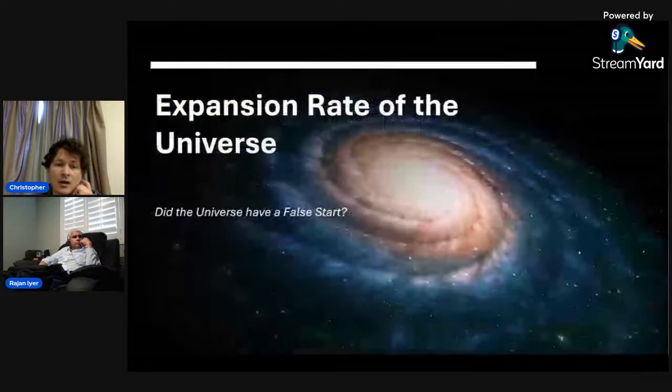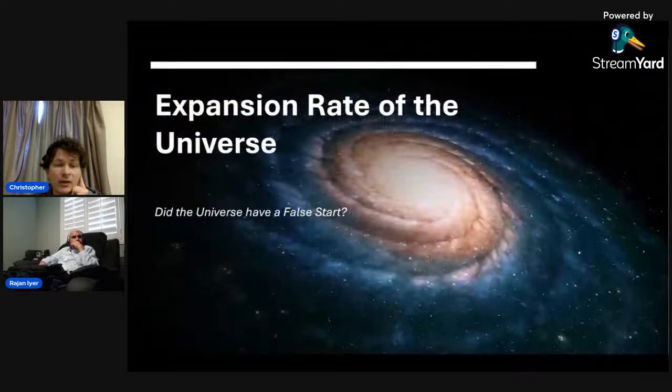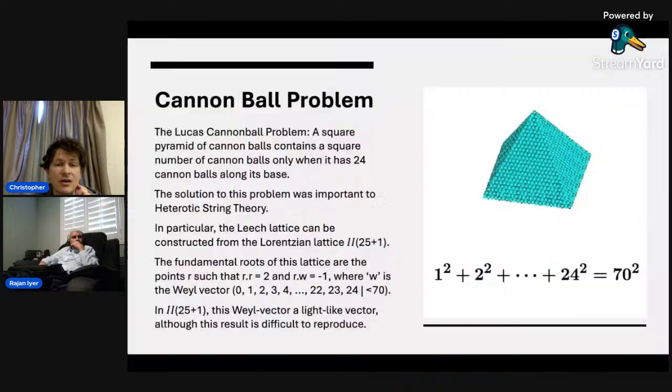Okay, so now that we have the size of the universe, we can look at the expansion rate of the universe.